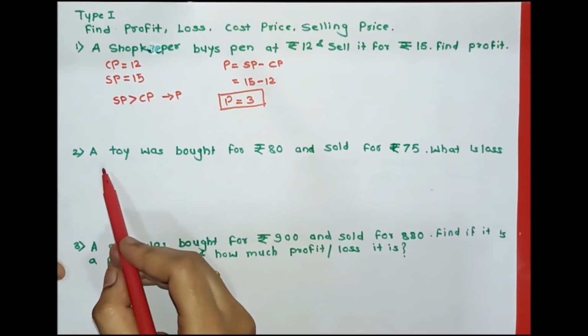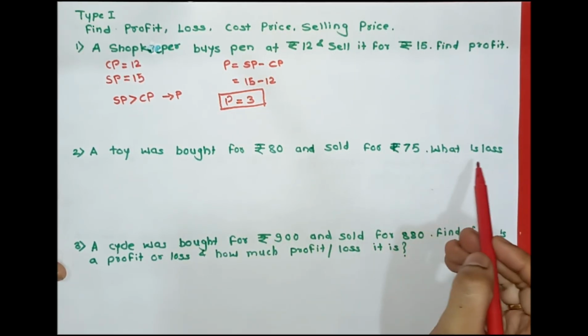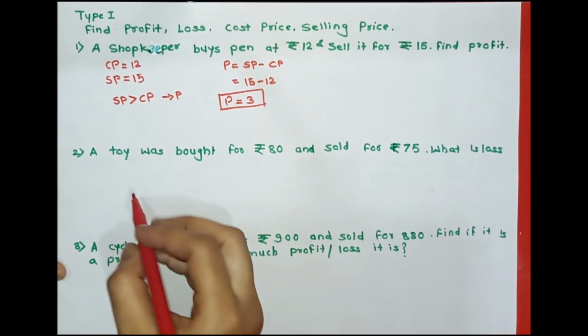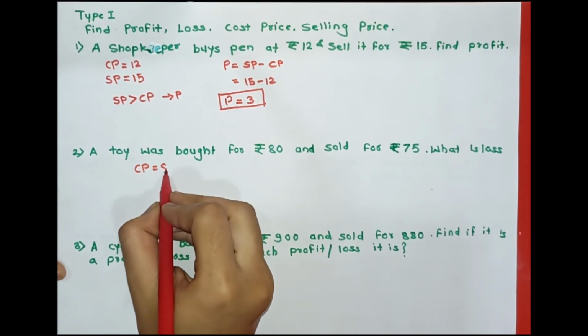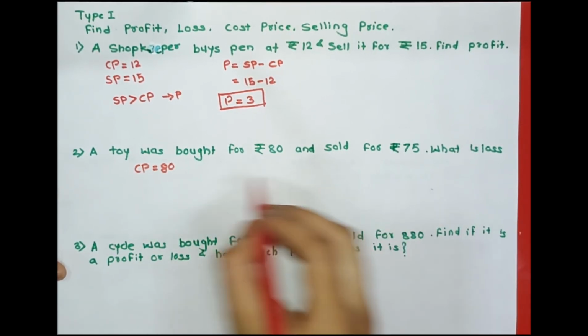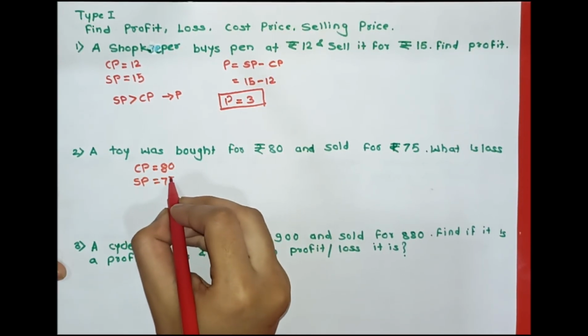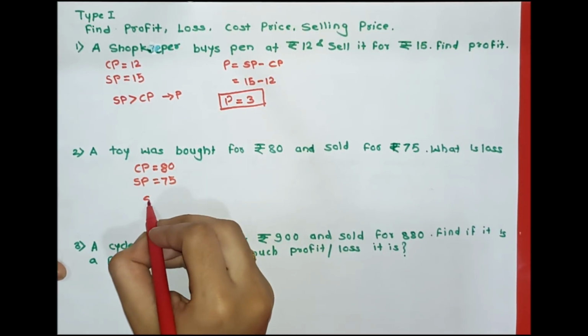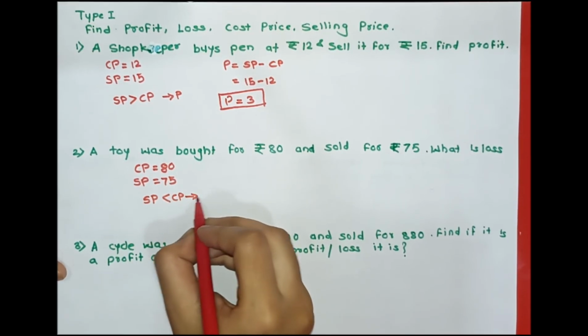The next question: a toy was bought for rupees 80 and sold for rupees 75. What is the loss? According to the question, the cost price is given as rupees 80 and it was sold for 75 rupees, so the selling price is 75. You can see that the selling price is less than the cost price, so clearly it is a loss.